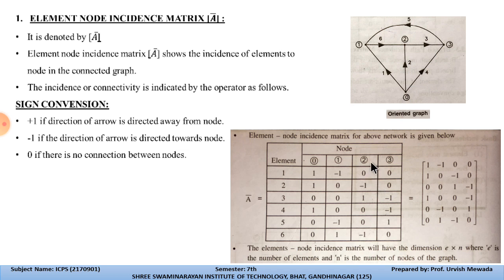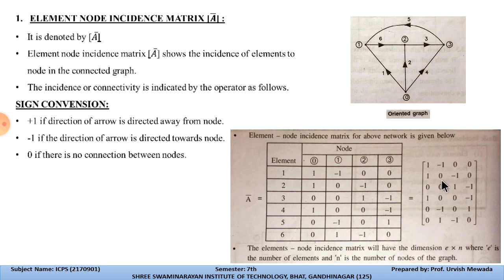This is how we can form the whole matrix, and it is indicated like this. Over here you can see 1, -1, 0, 0 taken from this, and the whole columns and rows are written like this in the form of a matrix. That is called E cross N, meaning elements cross nodes.